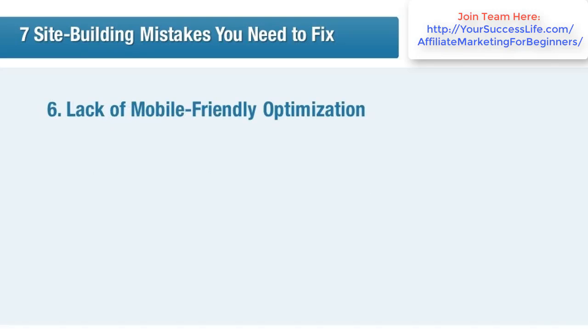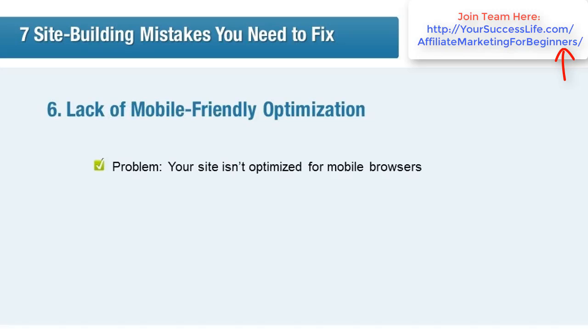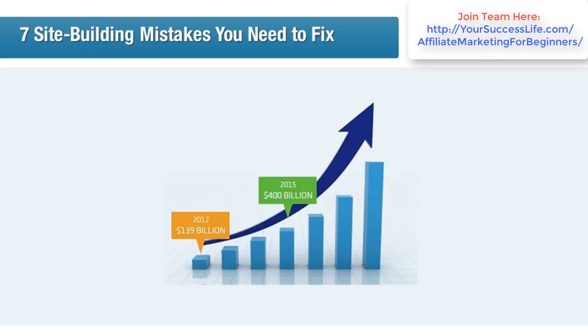Number 6 is another biggie, and it's getting more important all the time. Mobile devices can be anything from phones to tablets, and if your site doesn't load fast and look great on them, you could be losing an ever-growing percentage of traffic. Now, in 2012, mobile marketing generated $139 billion. In 2015, that's expected to jump to $400 billion. The number is going to keep going up, so don't get left behind.